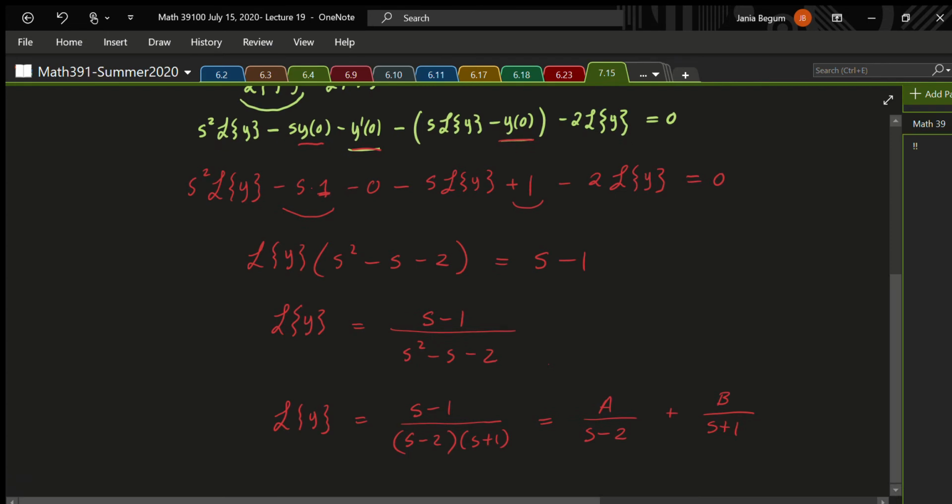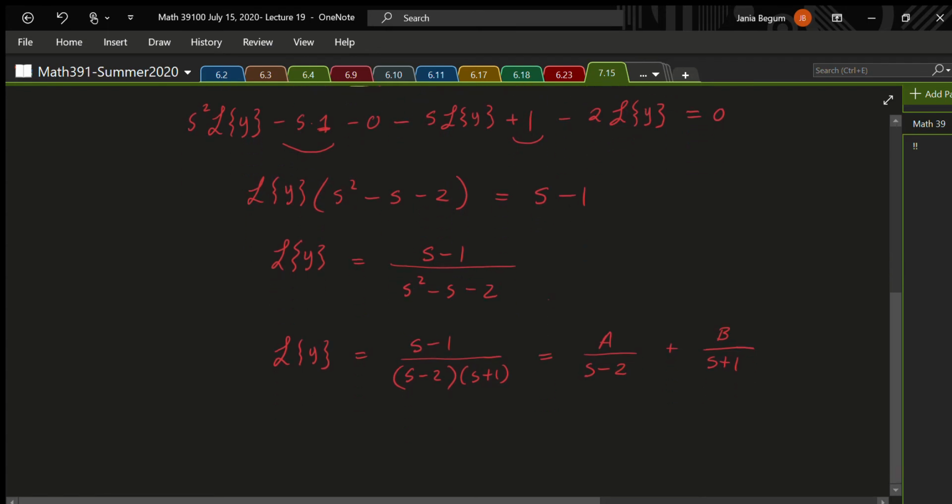Okay, so the reason I put A on top of s minus 2 is because you have a linear factor on the bottom, so what goes on top is 1 degree less. So if you had a quadratic on the denominator, you'd put a linear factor on top, 1 degree less. So now that I have decomposed my right-hand side, I have to find what are these coefficients, what is A, what is B, and then I can match it up with those functions on the table.